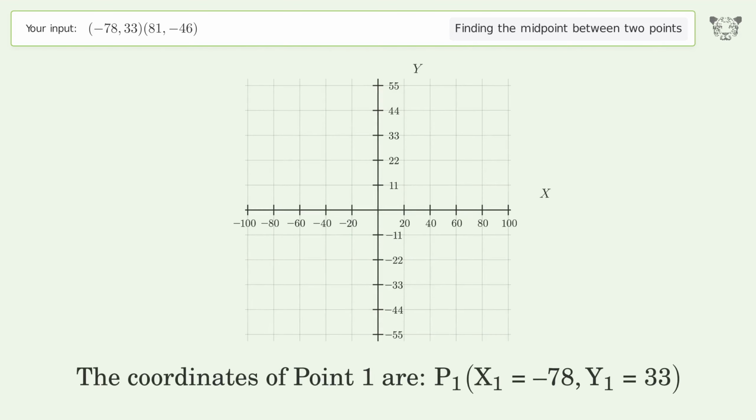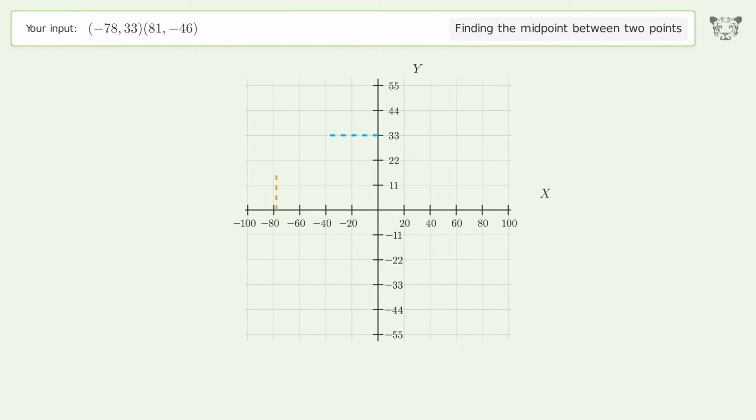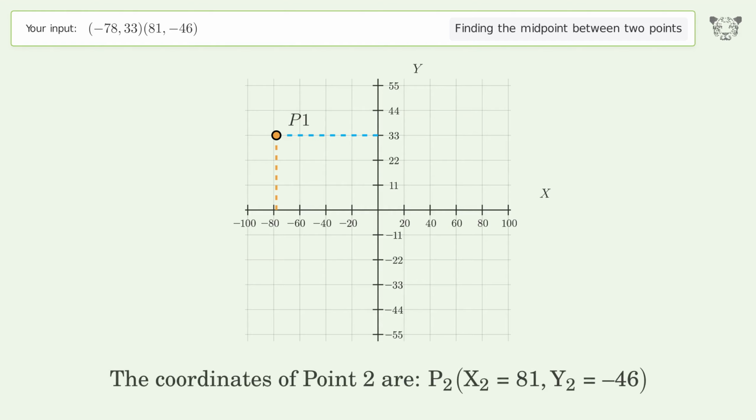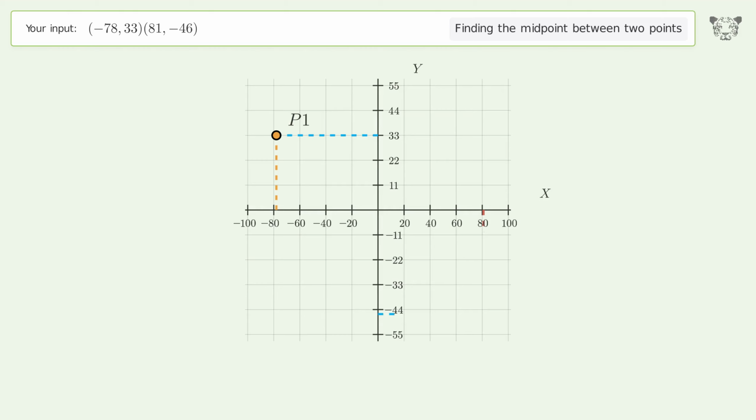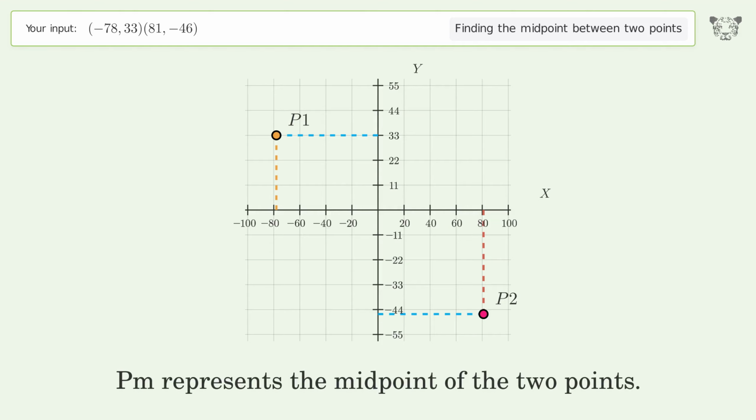The coordinates of point 1 are x1 equals negative 78, y1 equals 33. The coordinates of point 2 are x2 equals 81, y2 equals negative 46. PM represents the midpoint of the 2 points.